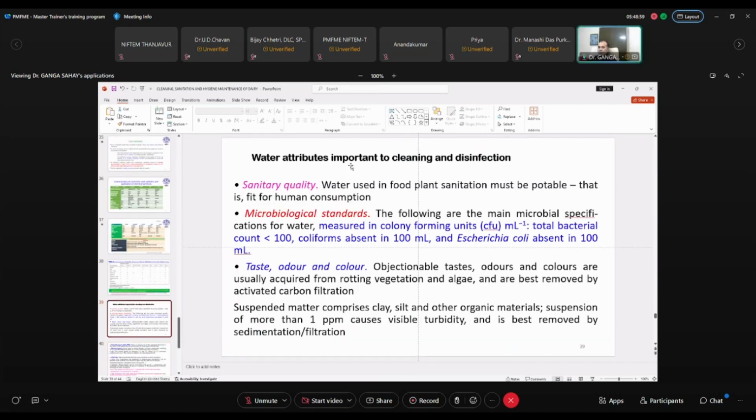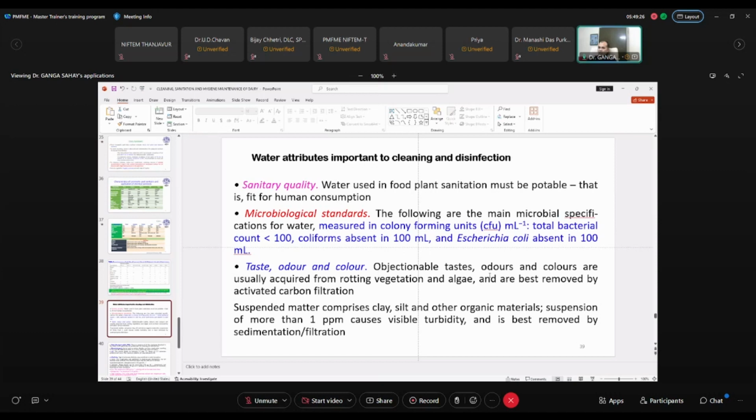Now, water attributes important to cleaning and disinfection. Sanitary quality: water used in food plant sanitation must be potable. It means it should be at least fit for human consumption. Microbiological standards: the main microbial specification for water, measured in colony forming units (CFU), total bacterial count should be less than 100. Coliform count should be absent in 100 ml, and E. coli should be absent in 100 ml.